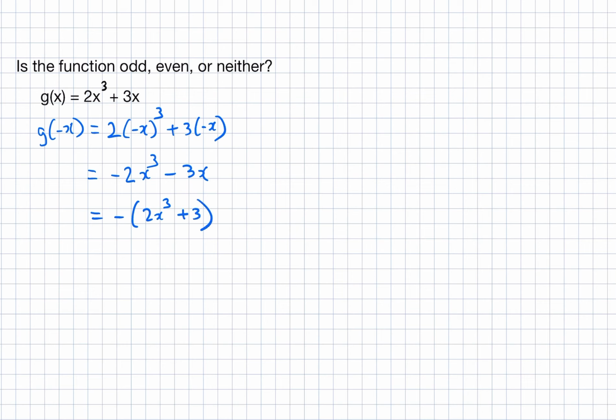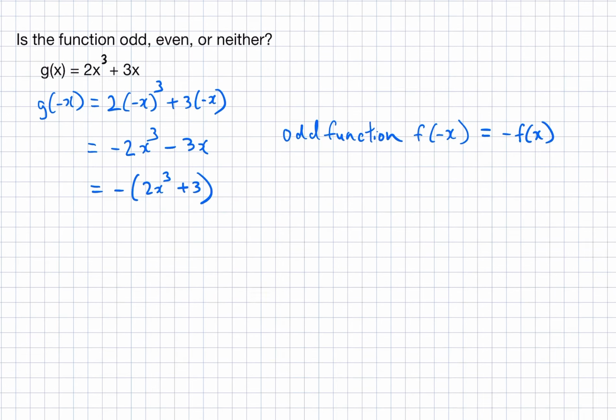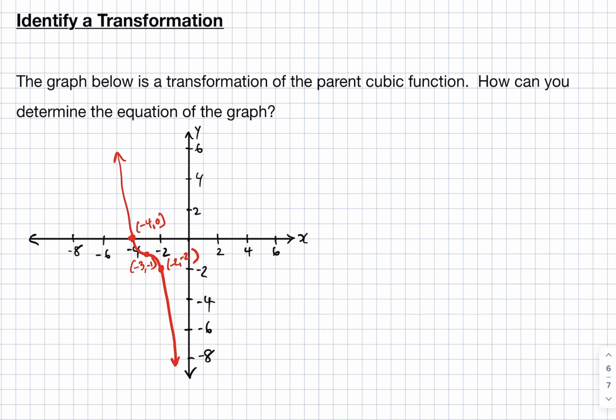Essentially what we get is almost the same as what we started out with. The only difference is we have this negated. So then an odd function is when f of negative x is equal to the negative of the function that we started out with. Okay, all right, so let's go ahead and move on to the next and put it all together.